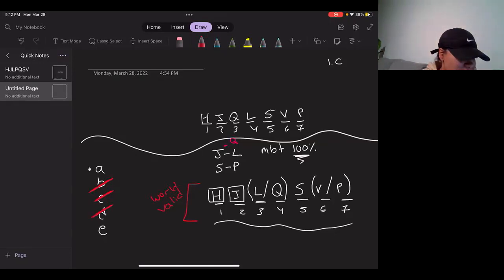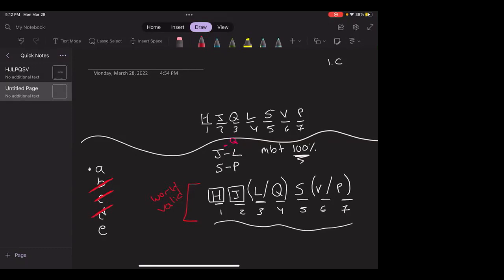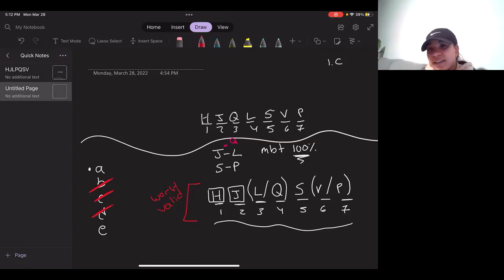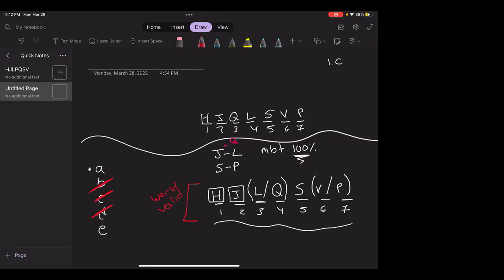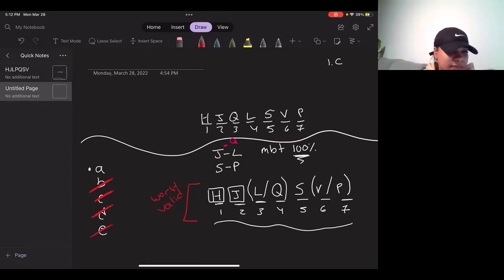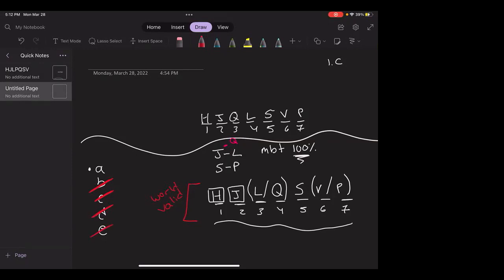We know that S is more popular than P. P has to be seventh. Take a look at our route. It can also be 6th. Yes. God dang it. So then take a look at A. What does A say? That J has to be second, right? Mm-hmm. That's the only place it can go. That's true. So must be true, 100%.